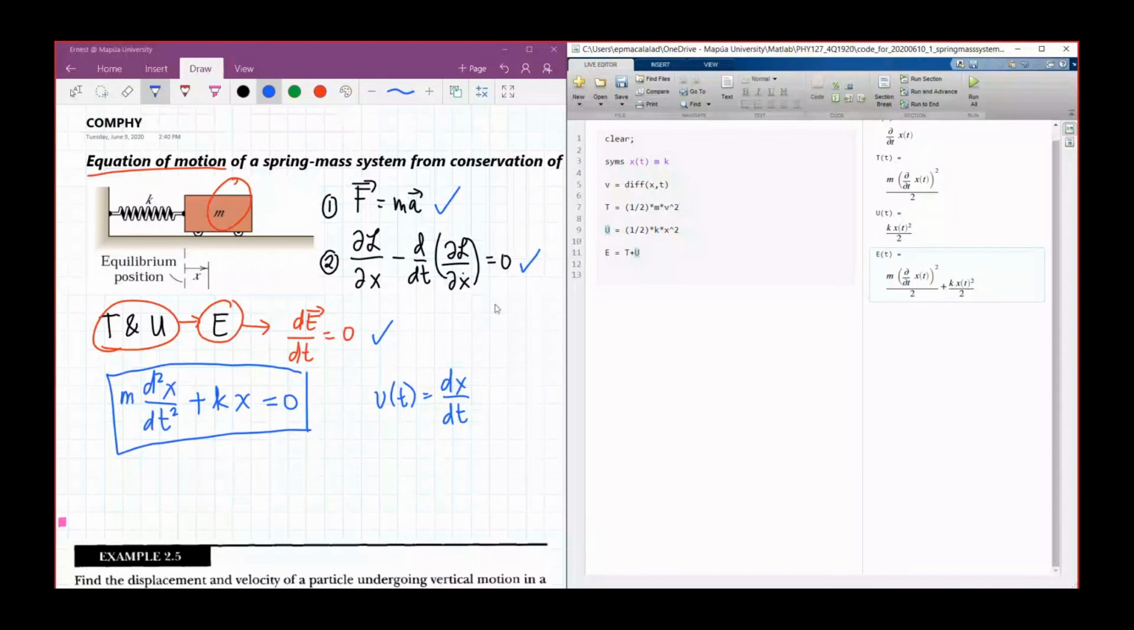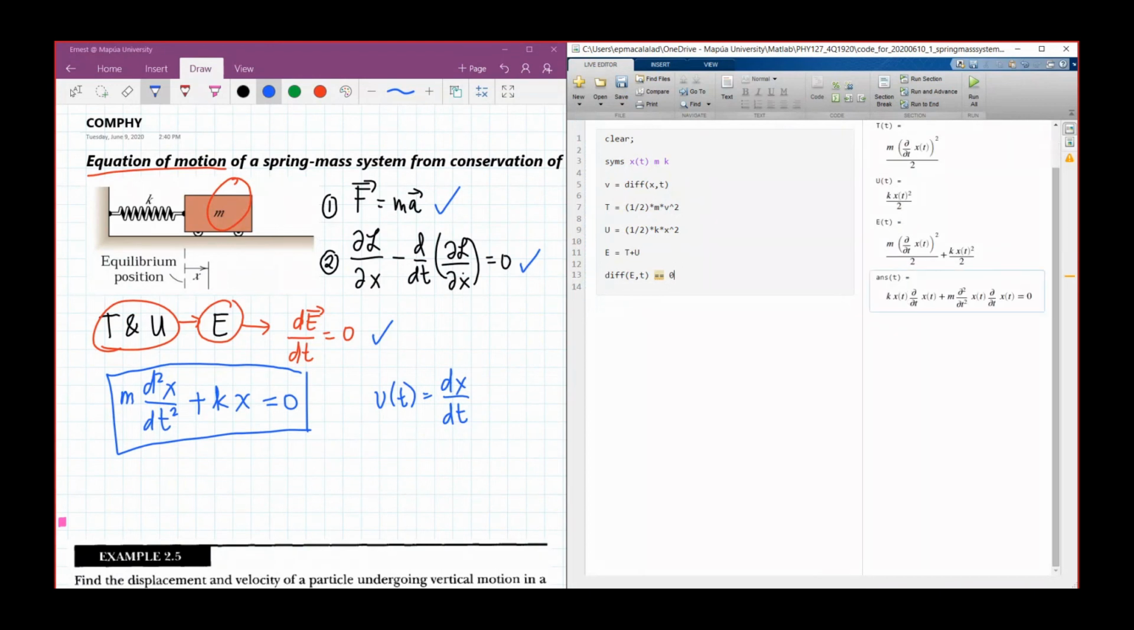And then lastly, we can differentiate the total energy and equate it to 0. Okay, run. As you will notice, this is your equation of motion. We expect that this is m times the second derivative of x with respect to time plus k times x equals 0. But as you will notice, this is m times the derivative of x with respect to time, the second derivative, times the derivative of x with respect to time.